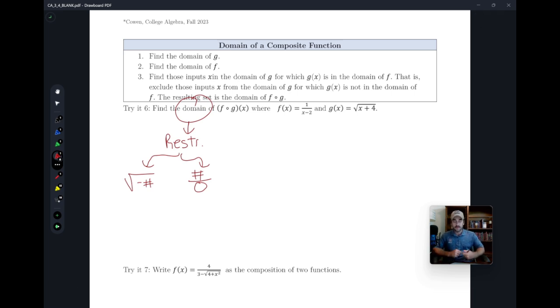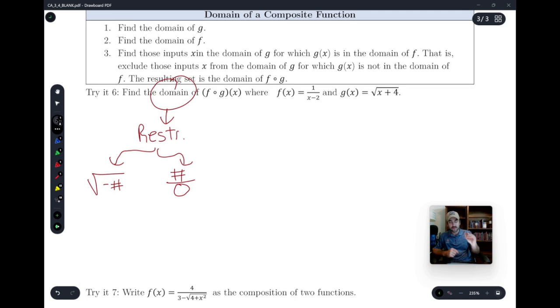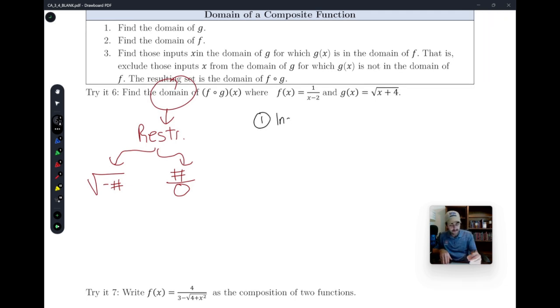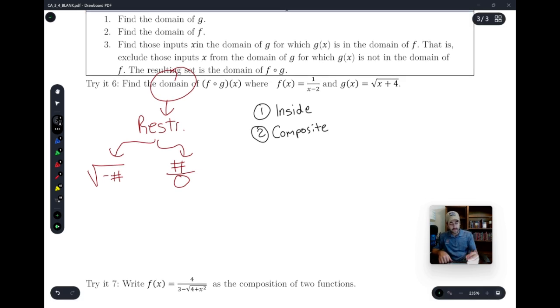But this is going to be a little different because we've got 2 functions, and technically 3 if we do our composite function. And so we kind of want to know which of those we need to check. What we're going to check is the inside function. We're going to check the composite function. We're not going to check the outside function by itself. We don't need the outside function by itself. We need the inside and we need the composite.